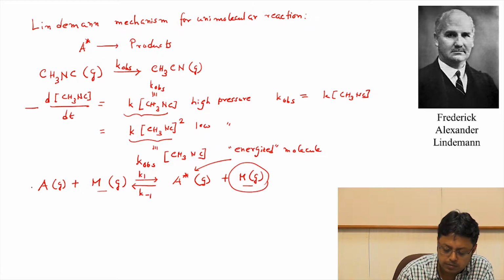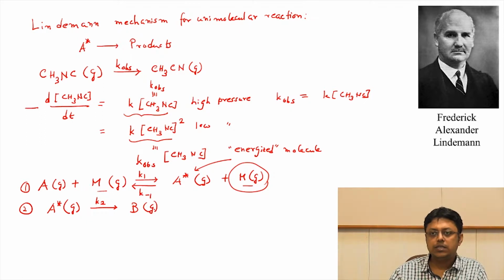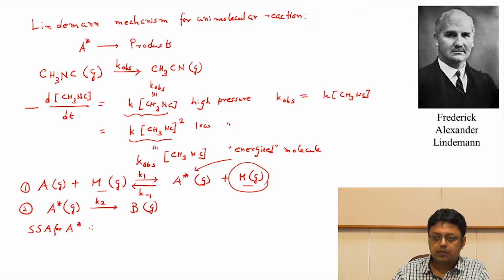In step 2, this energized molecule gives you the product, which I'm just writing as B, with some rate constant. We have already told you what the rate equation is for this kind of reaction, and we can use the steady state approximation for A star, and you can easily solve it. I'm not solving it now because we have already shown you how. You just have to take d[A star]/dt, equate it to 0, and then you can easily figure out the rate of the reaction.